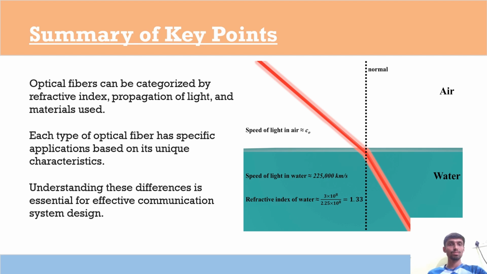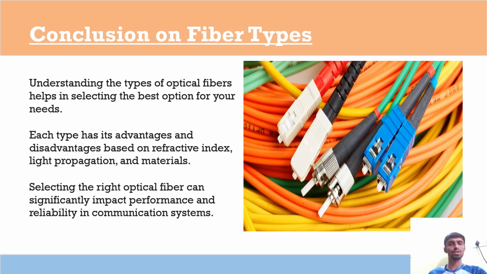And these are some key points summarized. Optical fibers can be categorized by the refractive index, propagation of light, and the materials used. Each type of optical fiber has specific applications based on its unique characteristics, and understanding these differences is essential for effective communication system design.